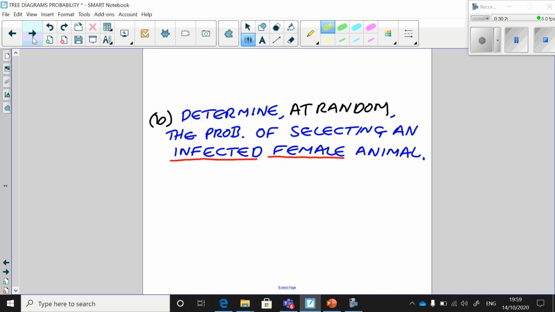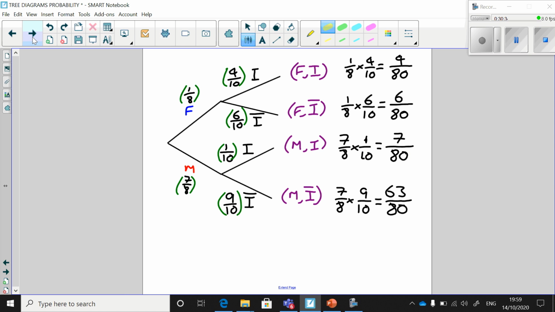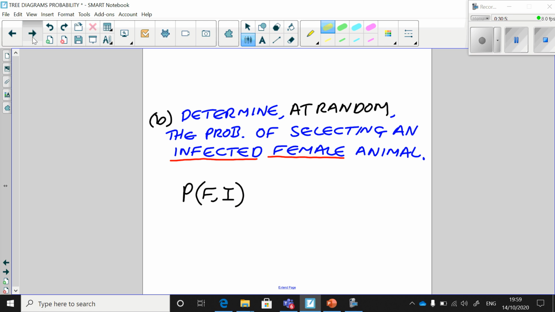Part B. Determine at random the probability of selecting an infected female animal. Infected female, or female who's infected. So from the tree diagram, female who's infected, it looks to come up there. And the reason we created the tree diagram is so we can see the actual numerical value, which is 4 over 80. So the probability of a female infected is 4 over 80. If you want to simplify it, 1 over 20, or decimalize it, it's 0.05. That's fine. That looks okay here.